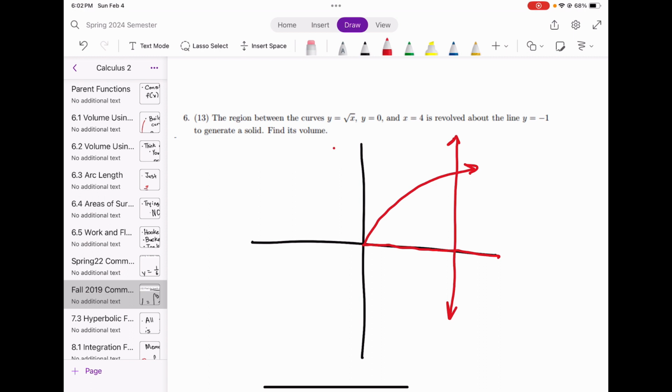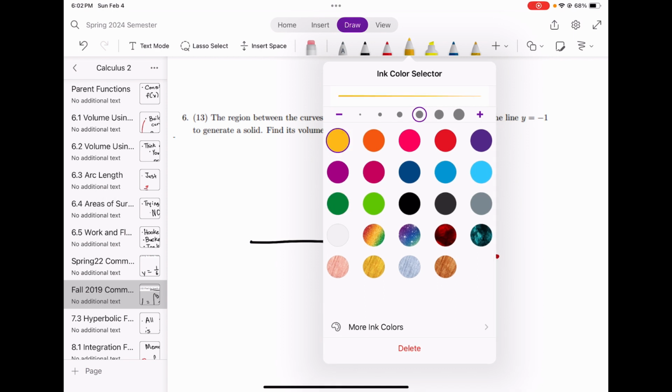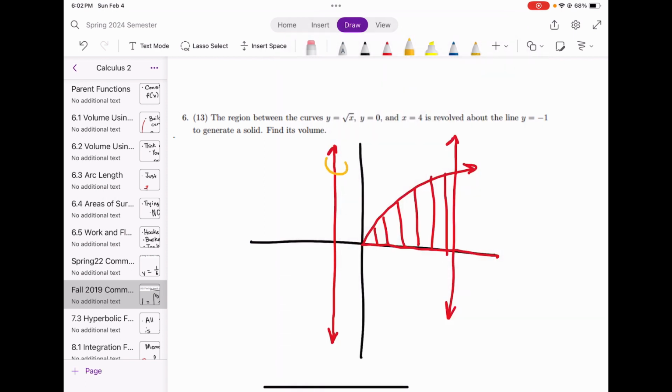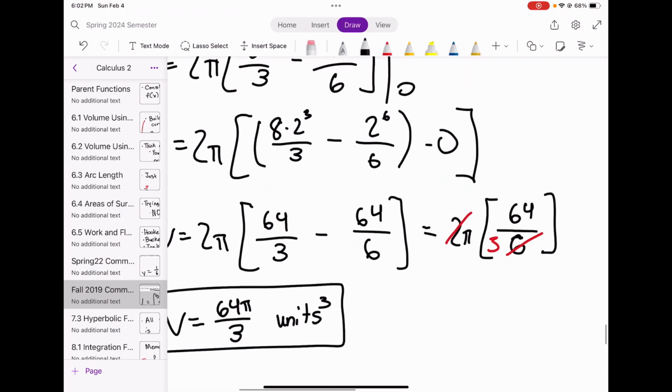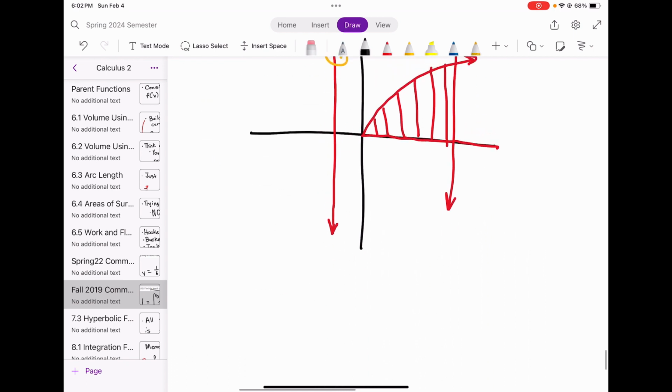So that's over here, behind everything that's going on. So we know the shaded region is right over here, because that's what everything is bounding. Okay, and so now, let me use my yellow. Our axis of rotation is going to be over here. We can either use cylindrical shell method or the washer method. And I think just earlier we did cylindrical shell, so I'm going to go with washer.